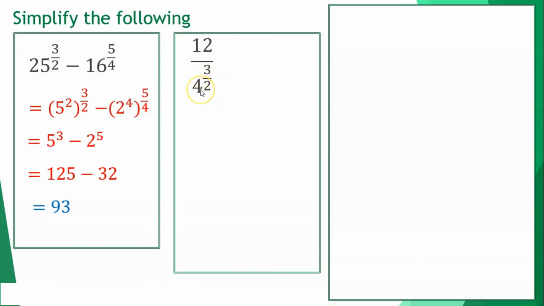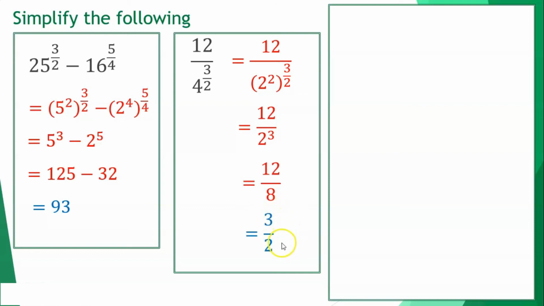Another. 12 over 4 to the power of 3 over 2. So again, we write 4 such that the exponent will be 2. So in which it is 2 to the power of 2. So you cancel 2 and 2. So this would become 12 over 2 cubed, or 12 over 8, or simply 3 over 2.